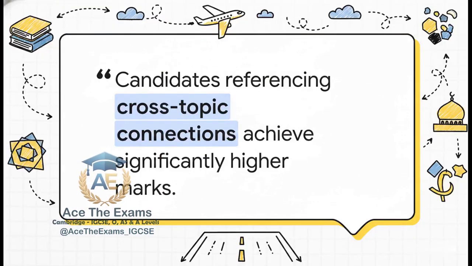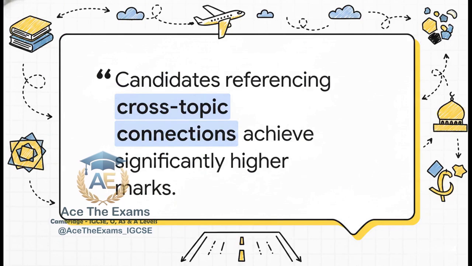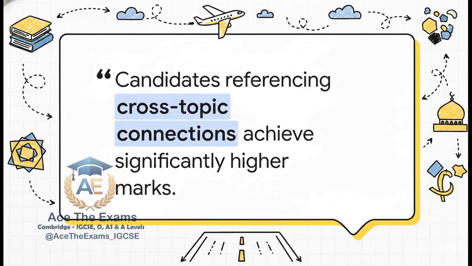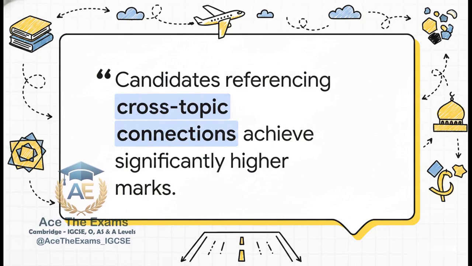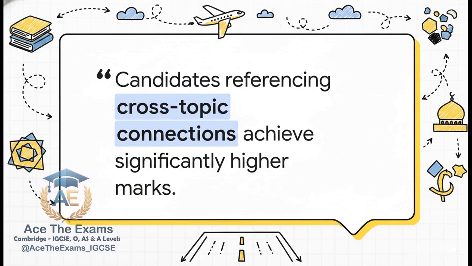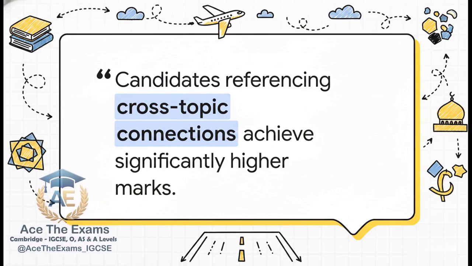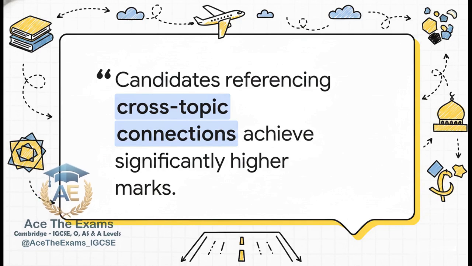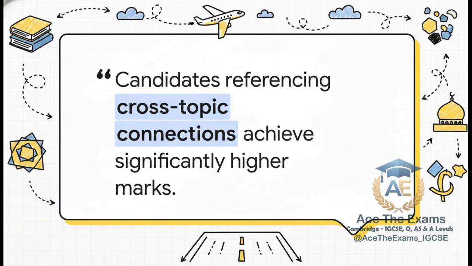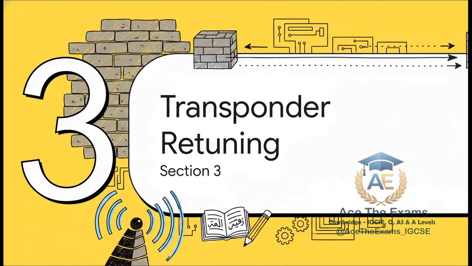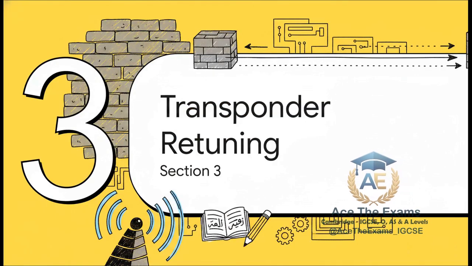Just listen to this direct quote from the Principal Examiner report because it hits the nail right on the head. Candidates referencing cross-topic connections achieve significantly higher marks. It is that simple. If you want to log a full mark landing sequence, you absolutely must pull in arguments and ideas from across the wider Arabic syllabus. It proves to the examiner that you haven't just memorized one single rigid flight path, but that you actually understand the entire airspace. All right, Section 3, transponder retuning.